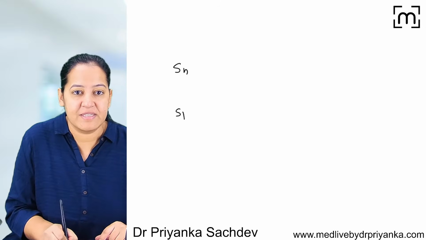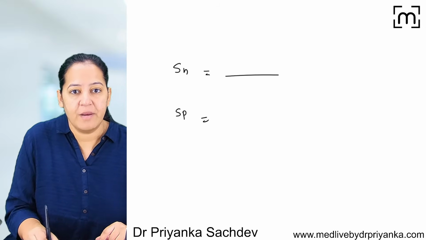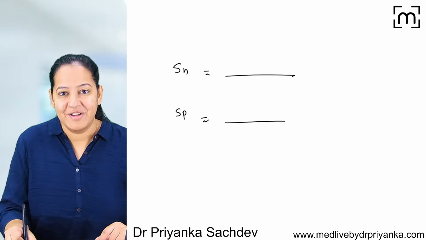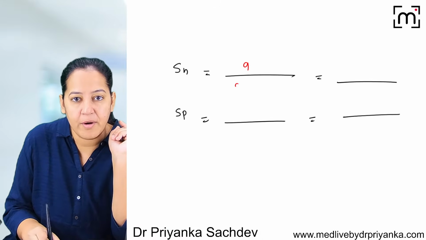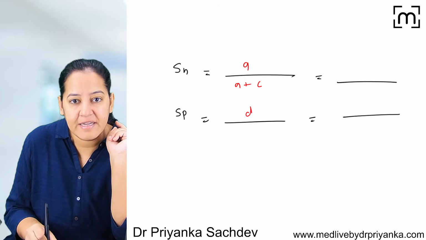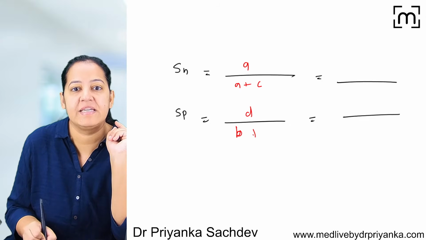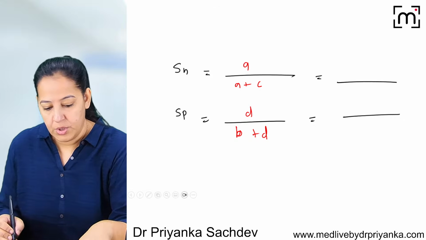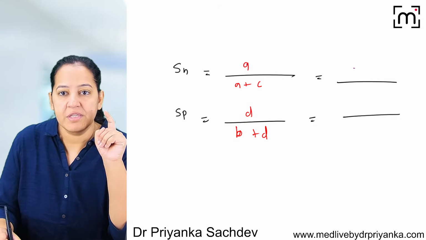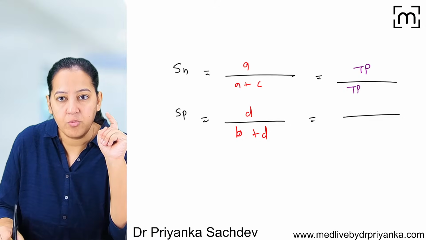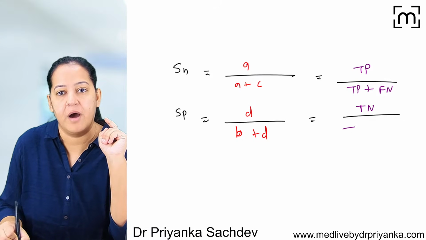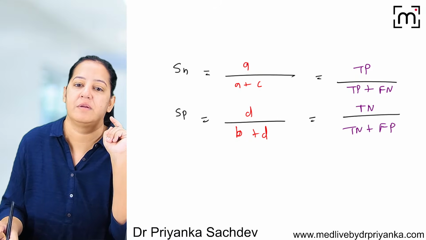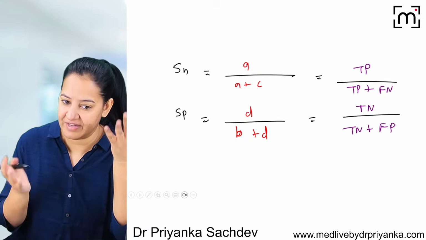So can you tell me the formula of sensitivity and specificity? Can you tell me the numerator and the denominator? So here learn A upon A plus C, and here learn D upon B plus D. A is true positive, so it's true positive upon true positive plus false negative. Here, true negative upon true negative plus false positive into 100. That is the formula of sensitivity and specificity.